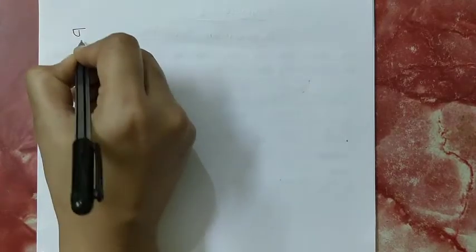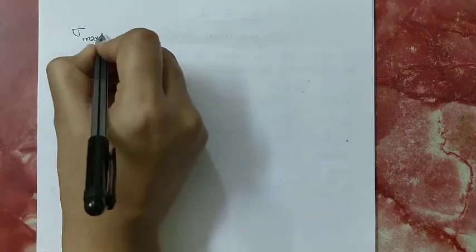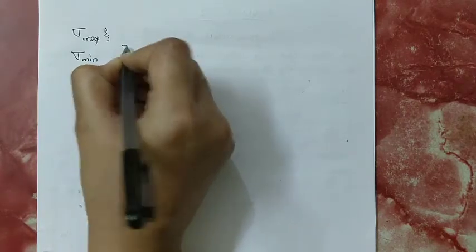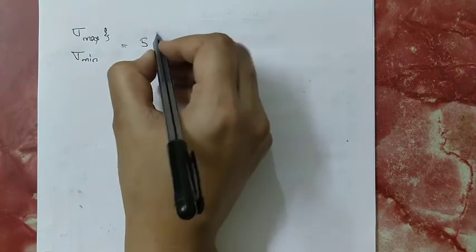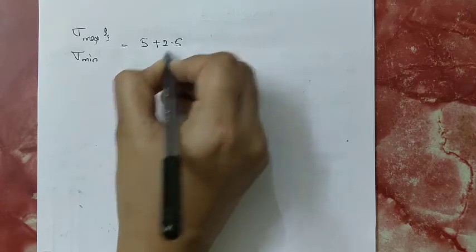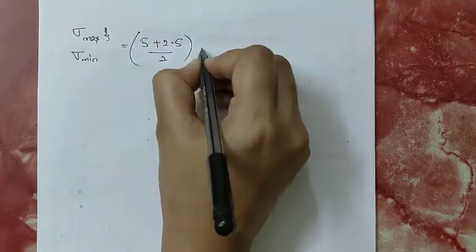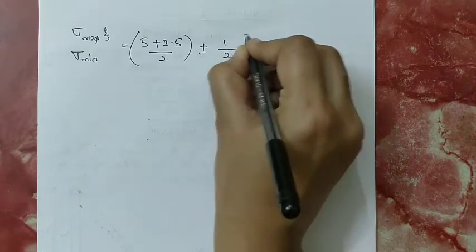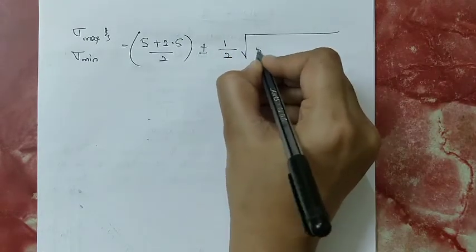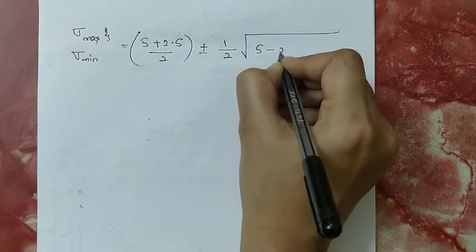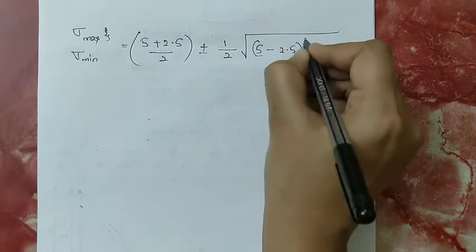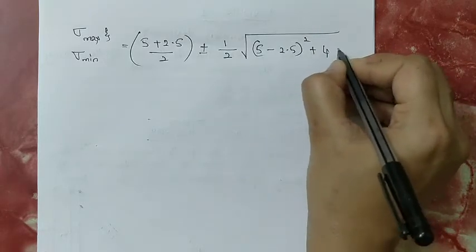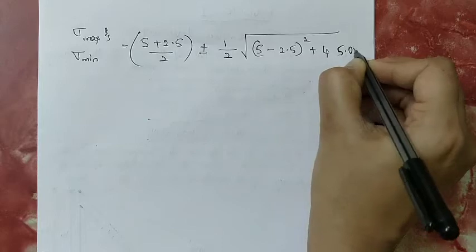Substitute all the value in that equation. That is sigma max and sigma minimum, that will be equal to f of x, it is 5 plus f of y, it is 2.5 divided by 2 plus or minus half of square root of f of x minus f of y. F of x is 5, f of y it is 2.5 whole square plus 4 into tau v value, it is 5.05 whole square.